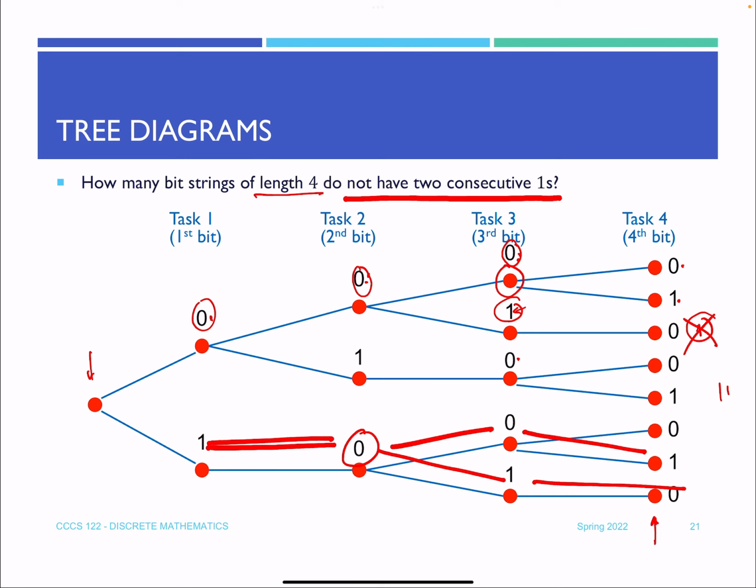If you want to count the number of possible bit strings that you can make, all you have to do is count the number of branches this tree has at the end over here. We have 1, 2, 3, 4, 5, 6, 7, and 8 possible options.